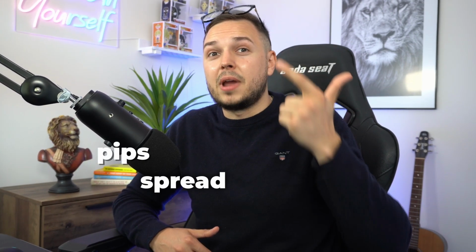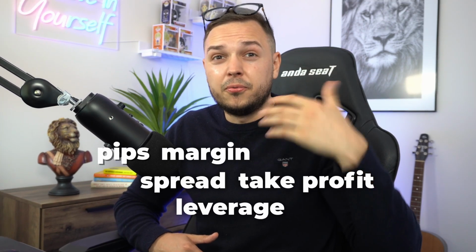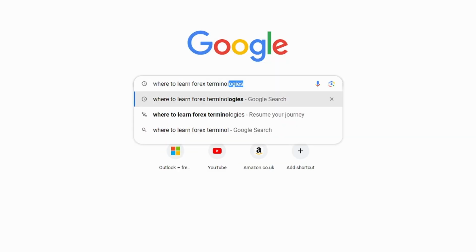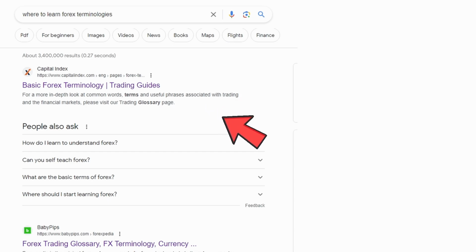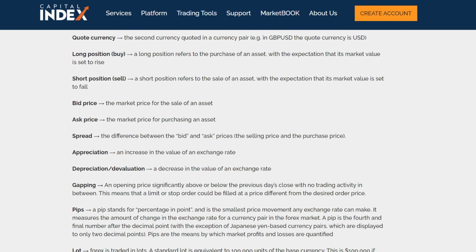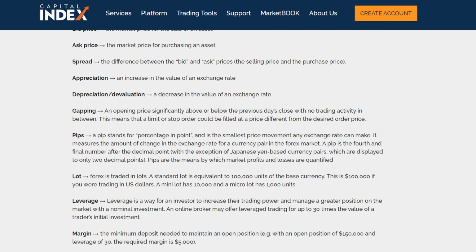Before you dip your toes in Forex trading, you need to understand simple terms such as pips, spread, margin, leverage, take profit, stop loss. All of these things need to be learned. On Google, if you type in where to learn Forex terminologies, the first page comes up from capitalindex.com, and it has a list of terminologies you should learn before you do anything else in trading. All of these terminologies might feel like you're in that alien convention, but don't worry, you'll be speaking tradingese in no time. Who knows, it might even impress your date.